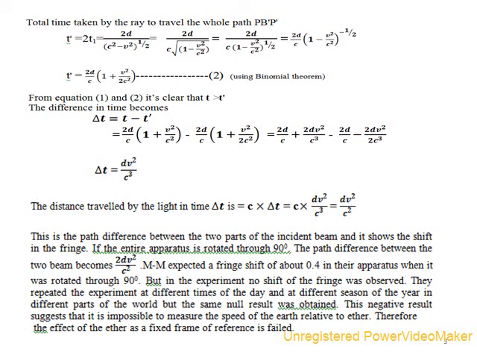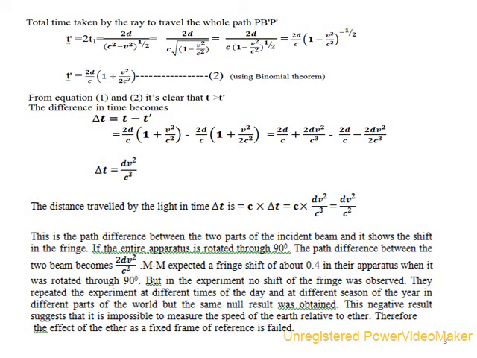Now from equations 1 and 2, it is clear that t is greater than t dash, both are not the same. The time difference becomes delta t equal to t minus t dash, and substituting for t and t dash, after simplification we get the difference in time, delta t equal to 2d v square by c cube. This is the difference in time.